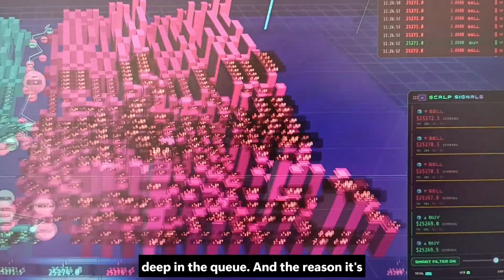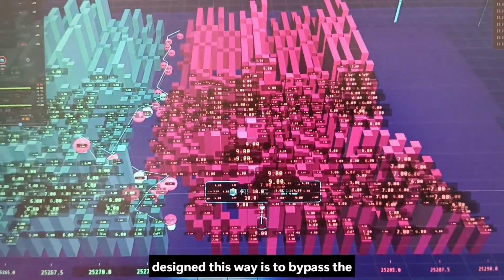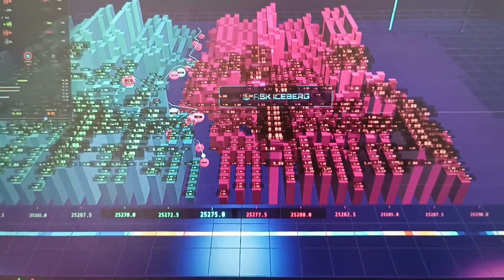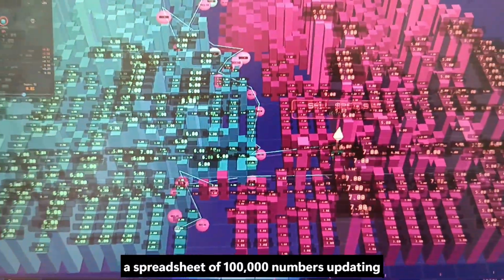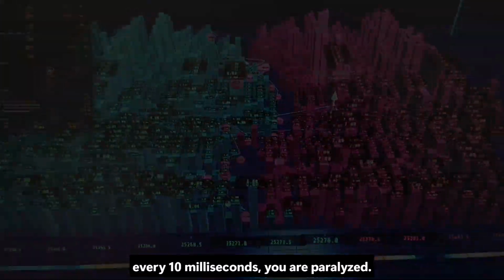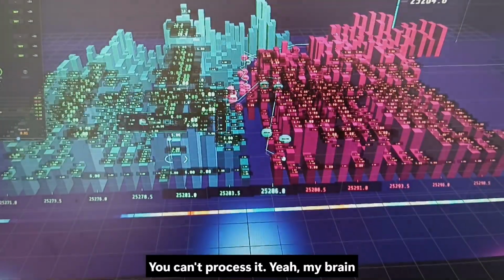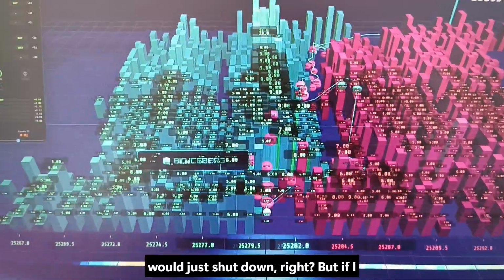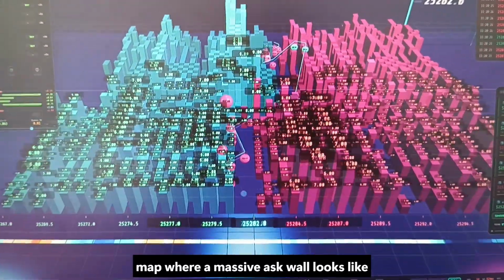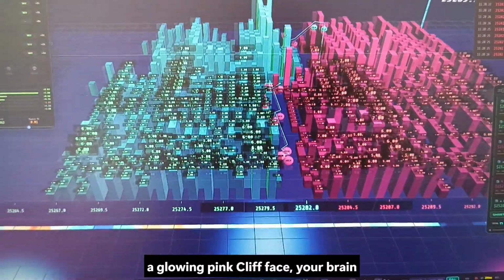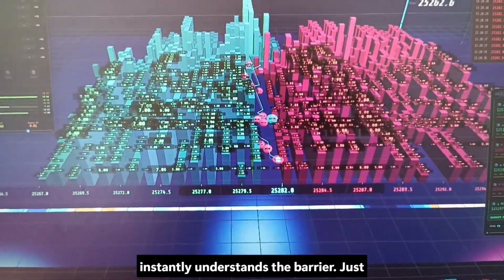And the reason it's designed this way is to bypass the analytical bottleneck of the human brain. How so? Well, think about it. If I give you a spreadsheet of 100,000 numbers updating every 10 milliseconds, you are paralyzed. You can't process it. Yeah, my brain would just shut down. Right. But if I turn those numbers into a topographical map where a massive ask wall looks like a glowing pink cliff face, your brain instantly understands the barrier.